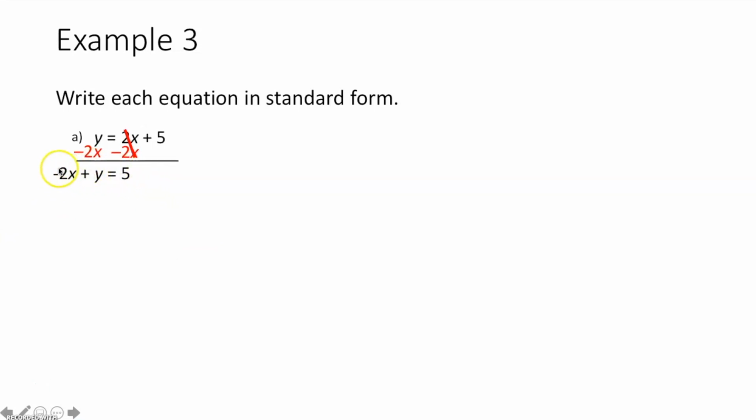But if you recall, I want my a value to be positive. So I just have to multiply everything in this equation by -1. So here I'm going to distribute this -1 to the -2x, giving me positive 2x. That's why I did it. -1 times this y is going to be -y, and then -1 times 5 gives me -5. Now I have my standard form of this equation, where my a value is 2, my b value is -1, and my c value is -5.